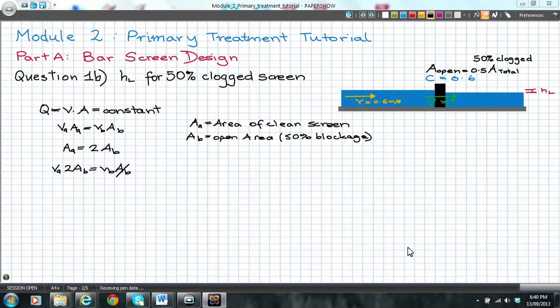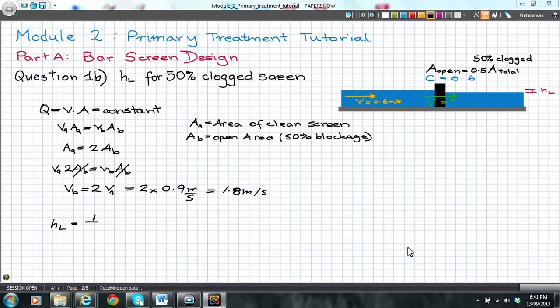We can now cancel the areas for scenario B, and we know that the velocity for scenario B is 2 times the velocity of scenario A. The velocity for scenario A was 0.9 meters per second. Therefore, the pass-through velocity when 50% of the screen is clogged is double that, which is 1.8 meters per second. We can now plug this into the formula for head loss.